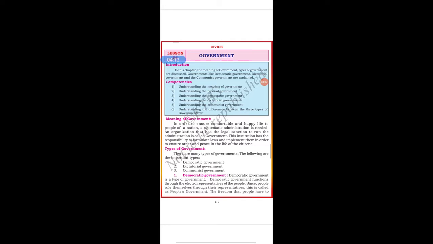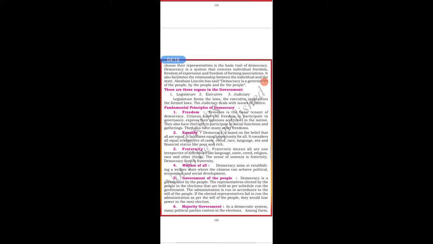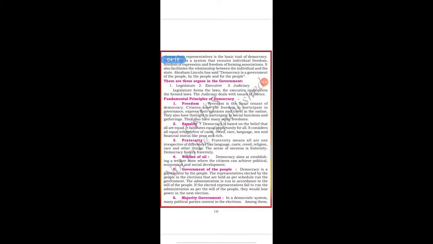The freedom that people have to choose their representatives is the basic trait of democracy. Democracy is a system that ensures individual freedom, freedom of expression, and freedom of forming associations. It also facilitates the relationship between the individual and the state. So students, in a democratic form of government, these are the things that are allowed. If we have a democratic government, we will elect the member whom we want.